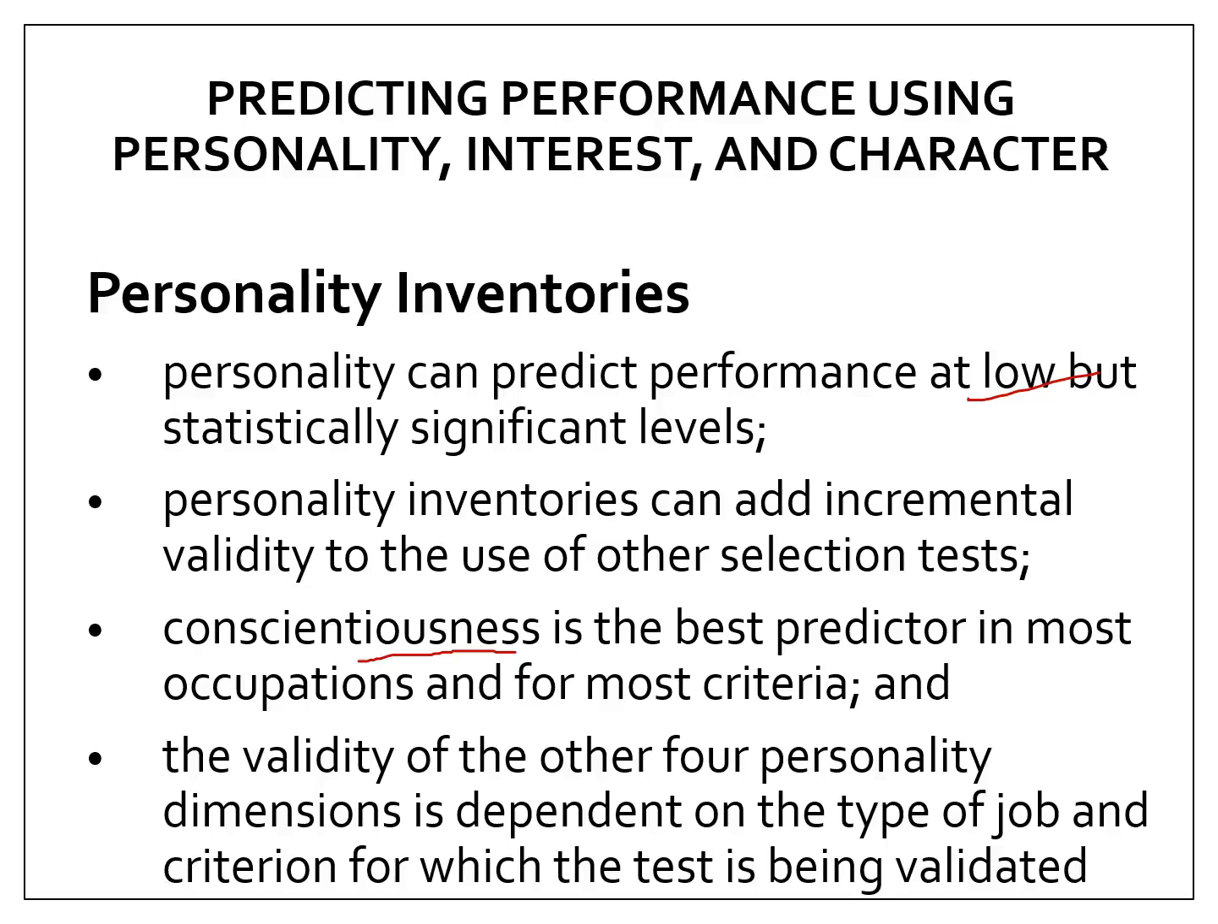Okay, and the validity of the other four personality dimensions is dependent on the type of job. So in other words, conscientiousness is the most useful in predicting performance in any occupation, but the rest of the four depend on the type of the job. So sometimes agreeableness is important, sometimes it's not. So we cannot generalize and say that all jobs will benefit from having an agreeable person.